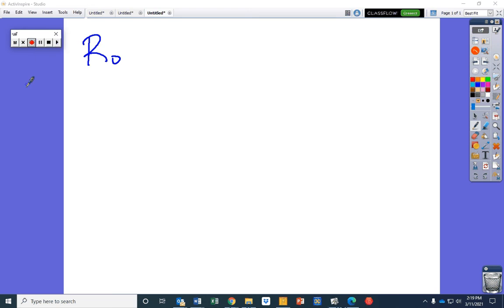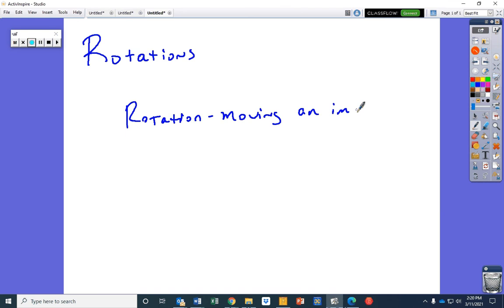All right, so rotations. First of all, when we do rotations, there are two types of rotations we're going to have. First of all, a rotation means moving an image about a fixed point. Do you understand what I mean when I say about?